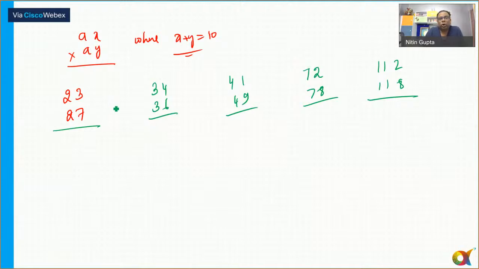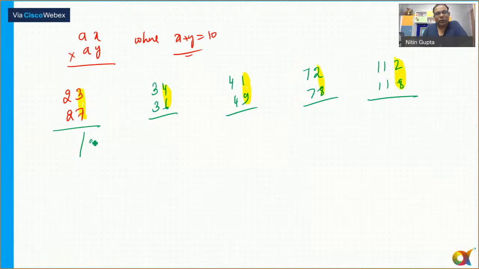In that case, you can observe here, 3 plus 7 is 10, 4 plus 6 is 10, 1 plus 9 is 10, 2 plus 8 is 10, and 2 plus 8 is 10. Whereas the leading digit, the first digit, is the same for all of them. So how to do it? Your answer is in two parts. The second part is always a 2-digit number.